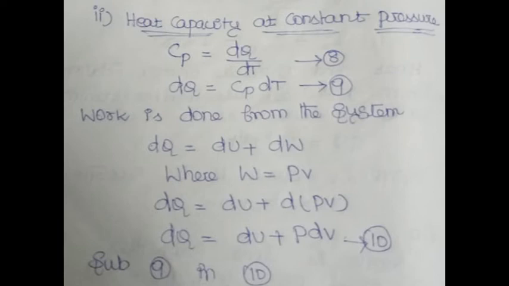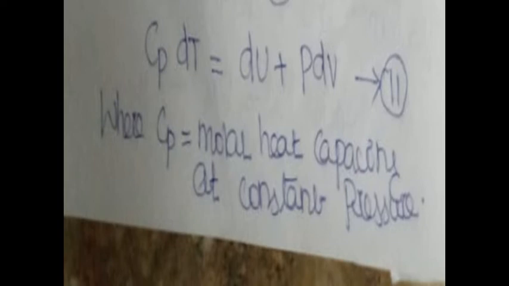Substitute 9 in the 10th expression. Finally we get Cp into dT is equal to dU plus P into dV. This is the 11th expression. From this expression, Cp is the molar heat capacity at constant pressure, dT is the change in temperature, dU is the change in internal energy, P is the pressure, and dV is the change in volume.